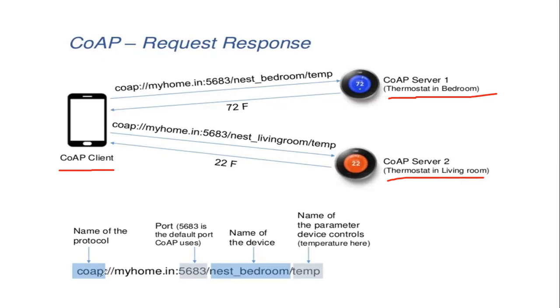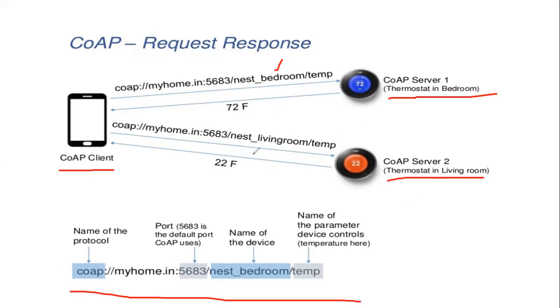So this is the CoAP client, how it will request. So first, this is the format. First, there is the name of the protocol. The protocol is CoAP. So here CoAP, then 5683. So what is this? This is the default port of CoAP. Now next is the device name. So here the device is nest underscore bedroom, indicating this. And then temp. Temp is the parameter that is to be controlled, or the name of the parameter.